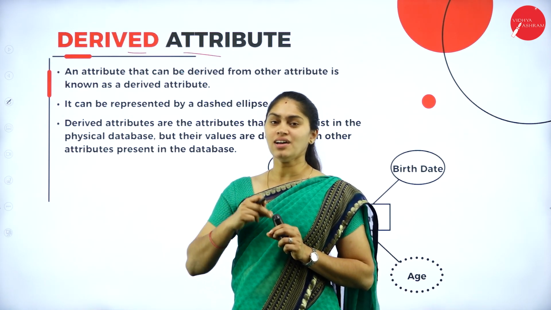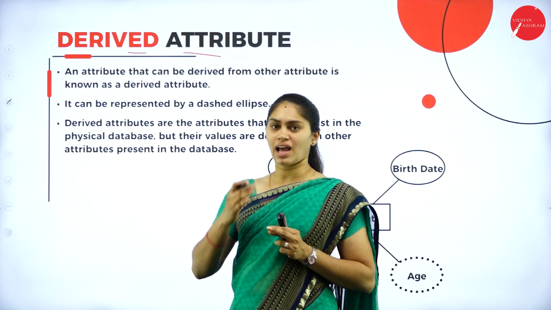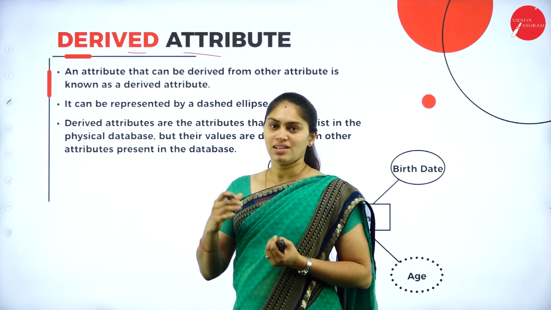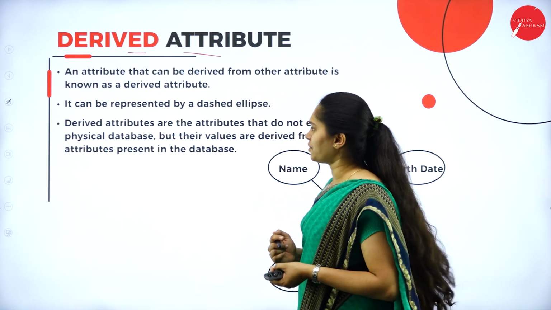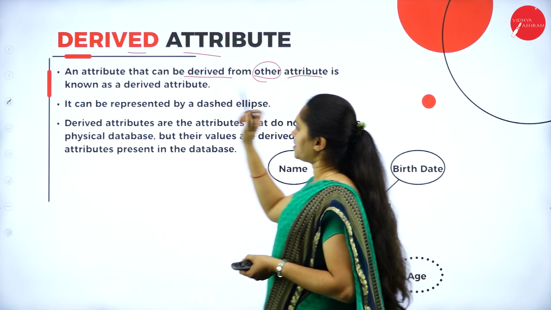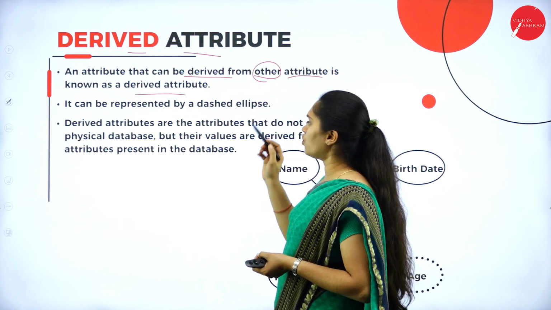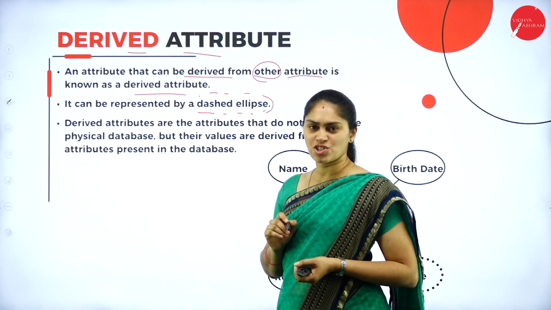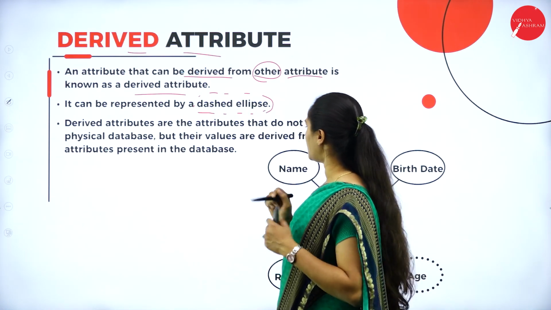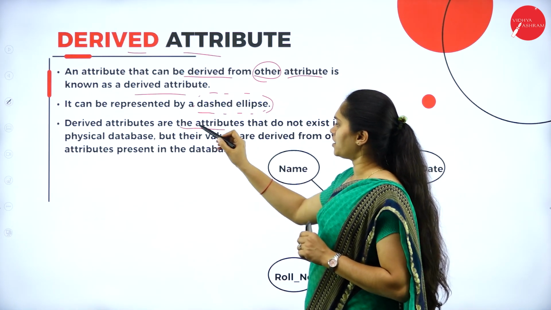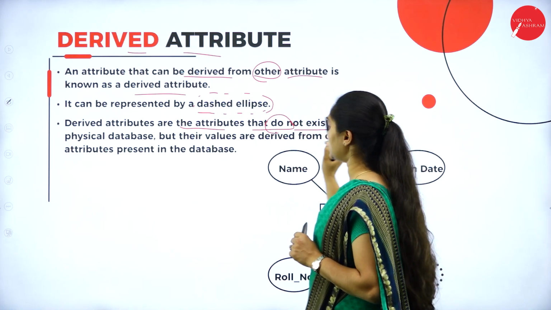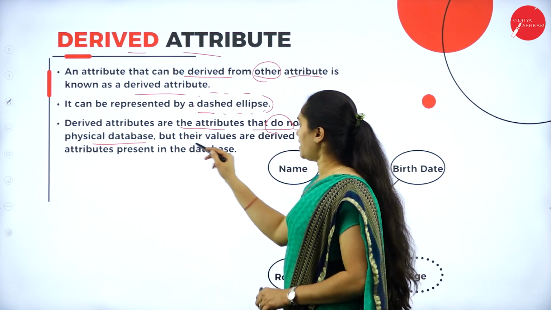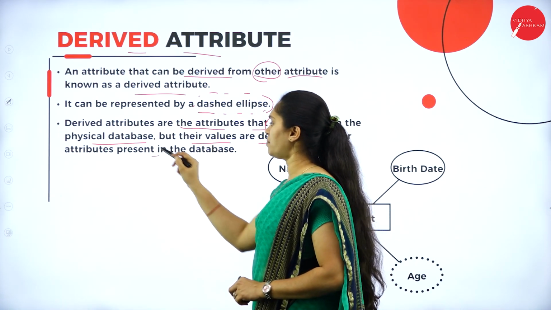And also you can find the kilometers or the distance. So you can have a source and destination. With the help of that source and destination, we can find out the kilometers or its length. That is a derived attribute. An attribute that can be derived from another attribute is called a derived attribute. Then how do we represent it? That too with the help of a dashed ellipse. So with the help of a dashed ellipse, we represent this derived attribute. It is the kind of attribute that does not exist in the physical database. As I told earlier, it is not present in the database, but its values are derived from other attributes which are present in the database.